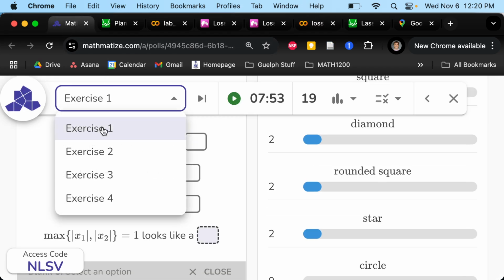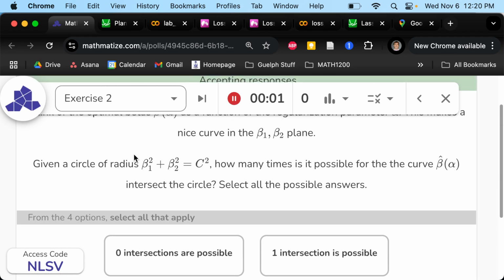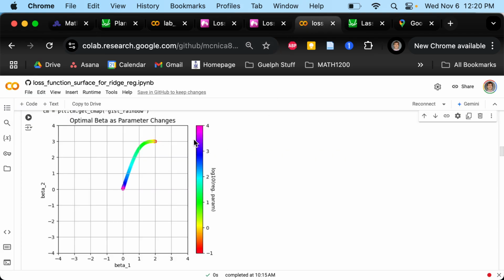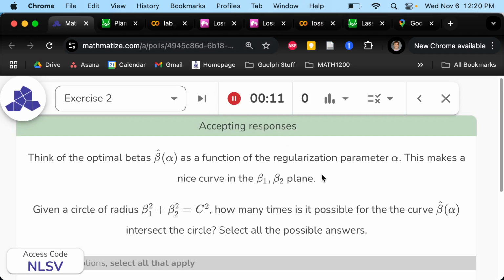The question is, what does it look like? So think of the optimal betas, beta hat of alpha, as a function of the parameter. That's exactly what we're doing. So as you change the parameter, you get a different point in the beta plane. This makes a nice curve in the beta 1, beta 2 plane. Here's the question. Given a circle of radius beta 1 squared plus beta 2 squared equals c squared, how many times can the curve intersect the circle? Select all the possible answers.